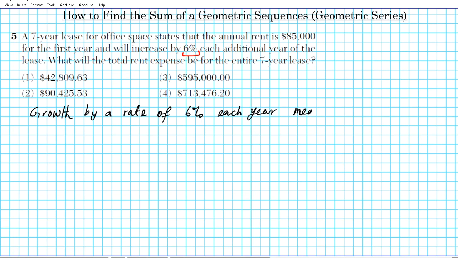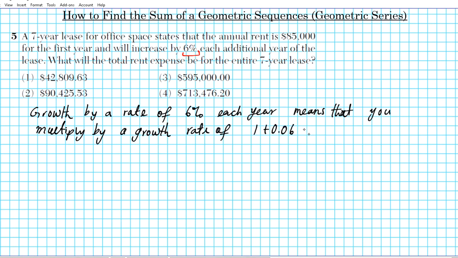means that you multiply by a growth rate of 1 plus 0.06, which is equal to 1.06. So a growth rate by 6% means that you grow by 1 plus the rate in decimal form.